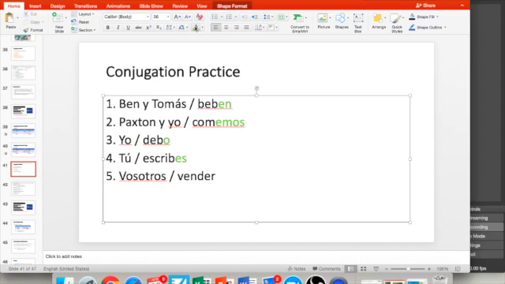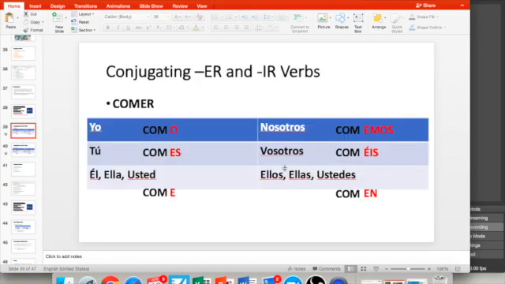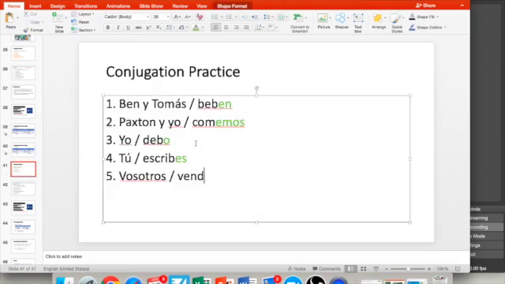Okay? And number 5, vosotros and vender. Vender is to sell, just like a vendor sells things. So take vender, chop off your ER. This is the vosotros form for our ER verb endings. You can see vosotros here. Our ending is éis, E-I-S. So I'm going to throw that ending here on the end. And I end up with vendéis. Vendéis, you all sell.